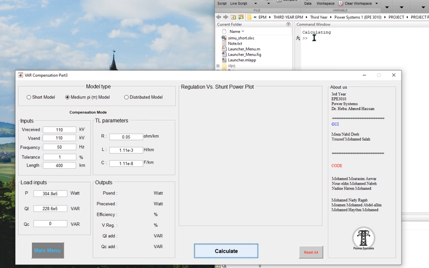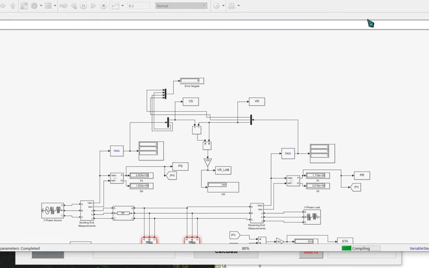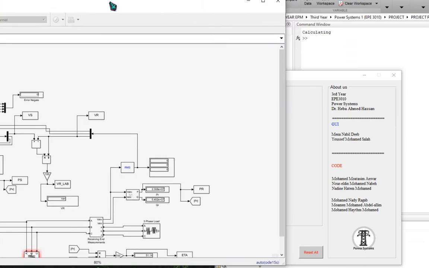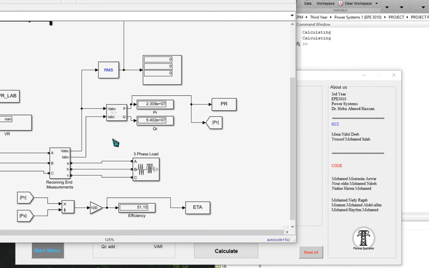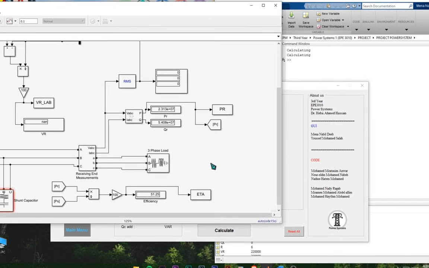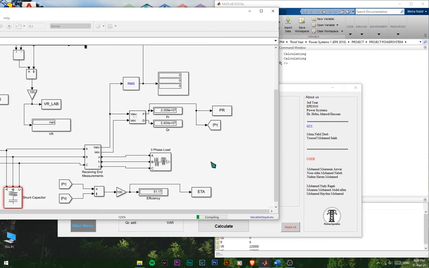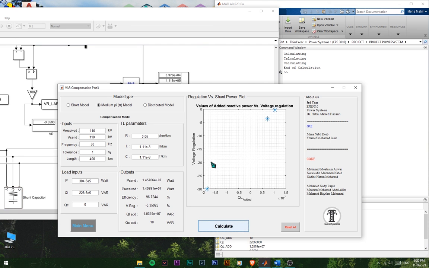Now calculating. We can have a closer look on the Simulink file. It is trying different values. Still calculating. Recording the values and testing whether they follow the tolerance value or not. The more it iterates, the more the value is closer. Now it is over. As you see, the voltage regulation is below the tolerance value by adding approximately 10 megavars.